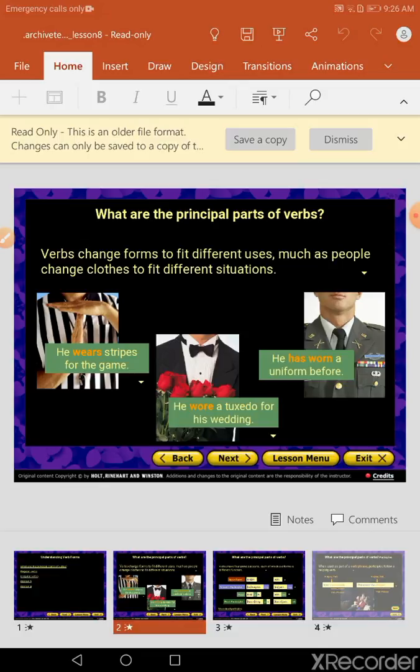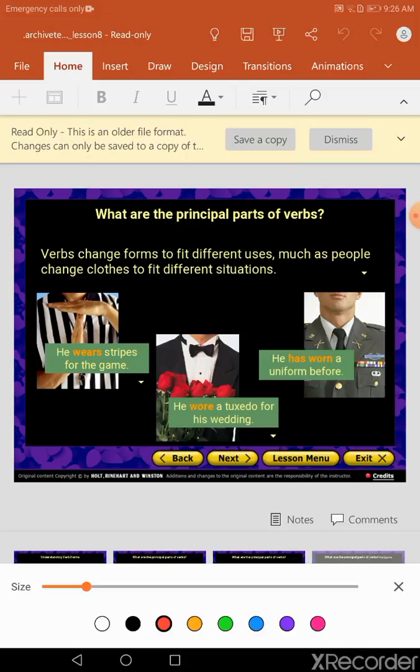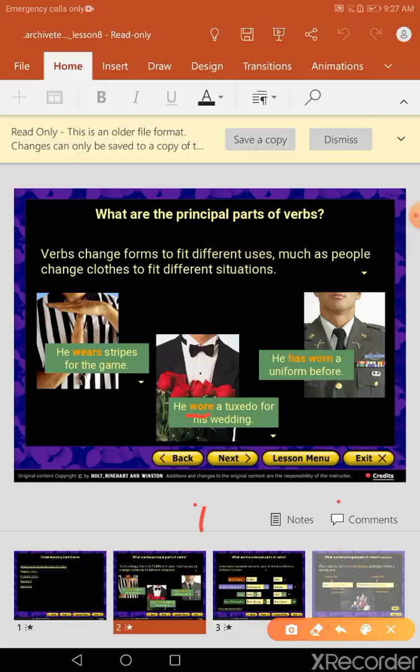What are the principal parts of verbs? Here we say verbs change form to fit different uses, much as people change clothes to fit different situations. So if you check the first example: he wears stripes for the game. That's a form of the verb wears. Number two, he wore a tuxedo for his wedding. So wears, wore. The third one, he has worn. So has worn. That's another form of the verb.